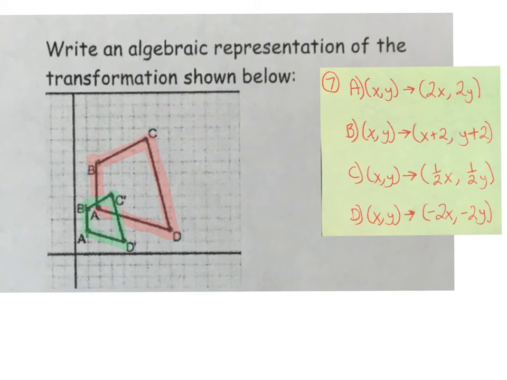So now you can choose your algebraic representation. You can probably eliminate some of those answer choices, A, B, C, and D. It is a transformation, so that means it is getting smaller, so it is a reduction. Okay, so we'll write that. It's a reduction, some notes that will help you pick your answer.